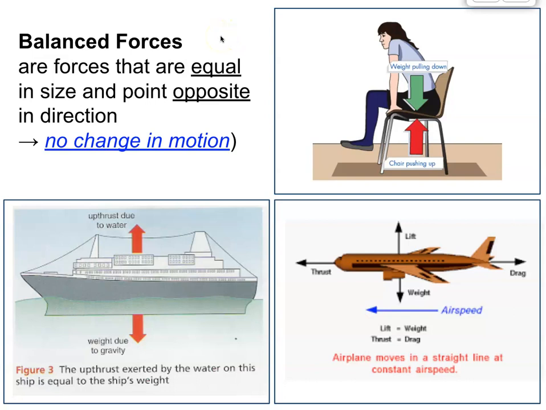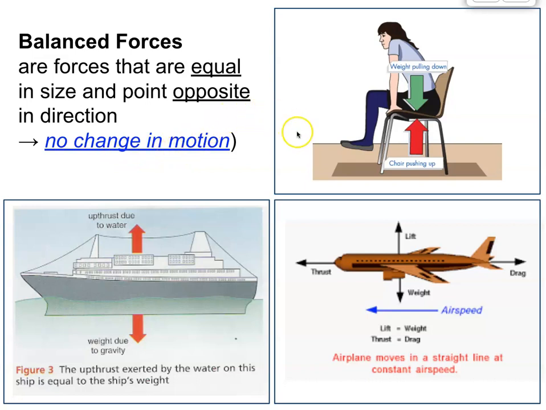We're first going to start off by talking about balanced forces. Balanced forces occur when the forces acting on an object are equal in size and they point in opposite directions. And when forces are balanced, there is no change in motion.